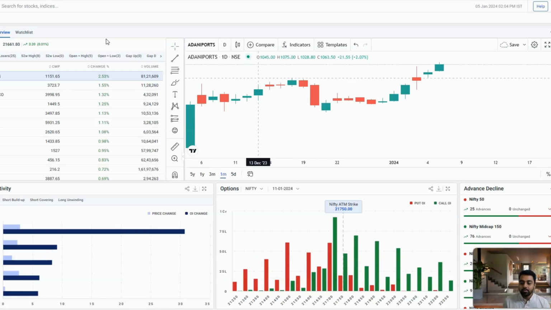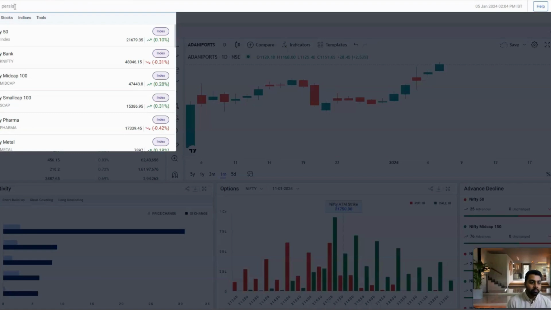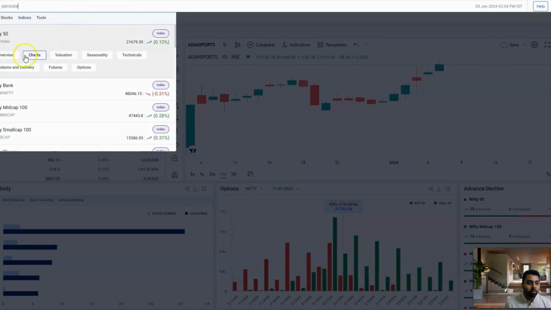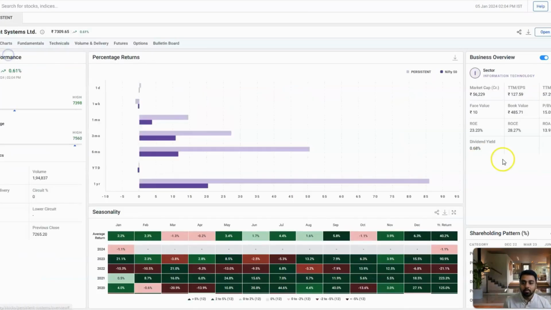The other day, someone asked me about Persistent Systems. So, I can tell you how I go about it, but obviously you can set your own processes. You can go to the global search at the top and type Persistent Systems or any stock for that matter. Then what I usually start looking at is how the ROE is, how the dividend yield is, what is the price to book value and so on.